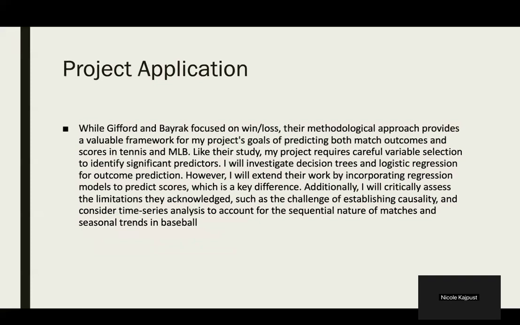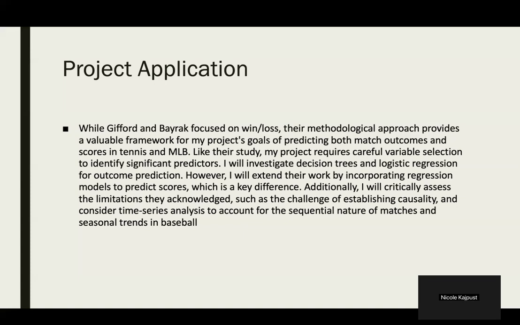While Gifford and Bayrak focused on win and loss, their methodological approach provides a valuable framework for my project's goals of predicting both match outcomes and scores in tennis and MLB. Like their study, my project requires careful variable selection to identify significant predictors. I will investigate decision trees and logistic regression for outcome prediction. However, I will extend their work by incorporating regression models to predict scores, which is a key difference.